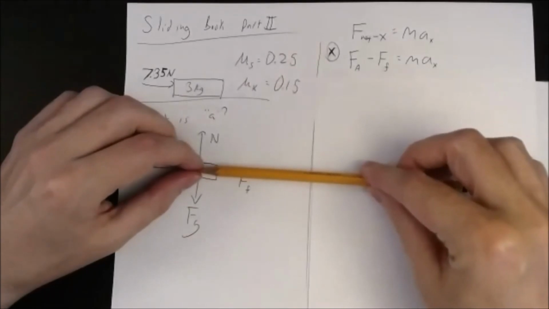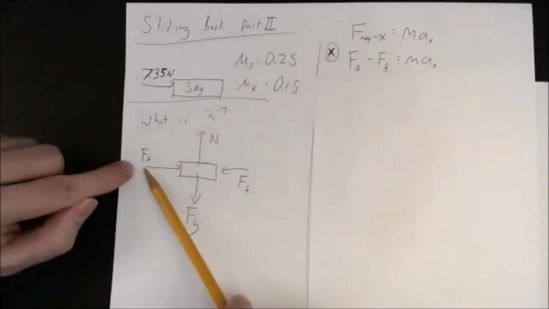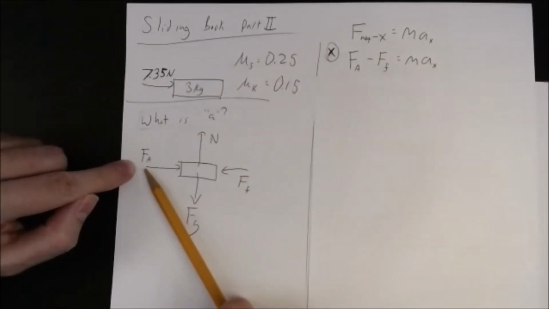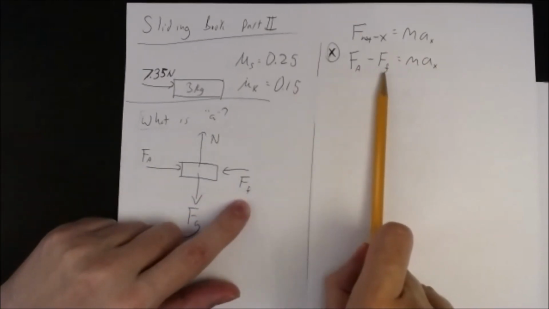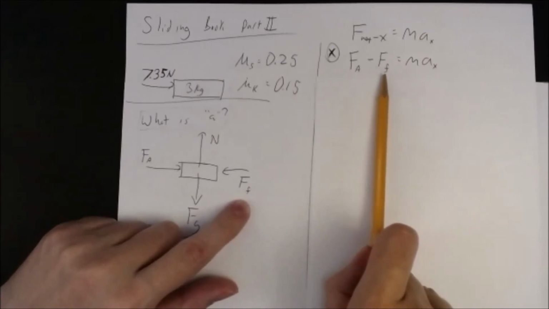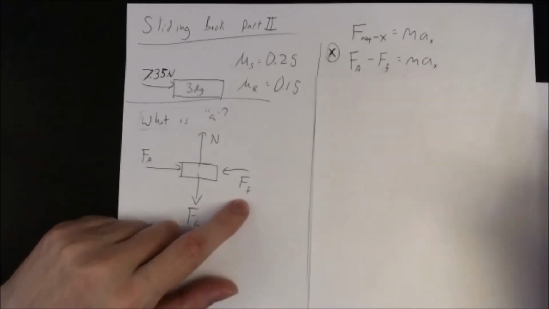Negative forces are pointing to the left. So our positive force is Fa, so all of our positive forces minus all of our negative forces. Force of friction there, F sub F, is force of friction. That's equal to ma.